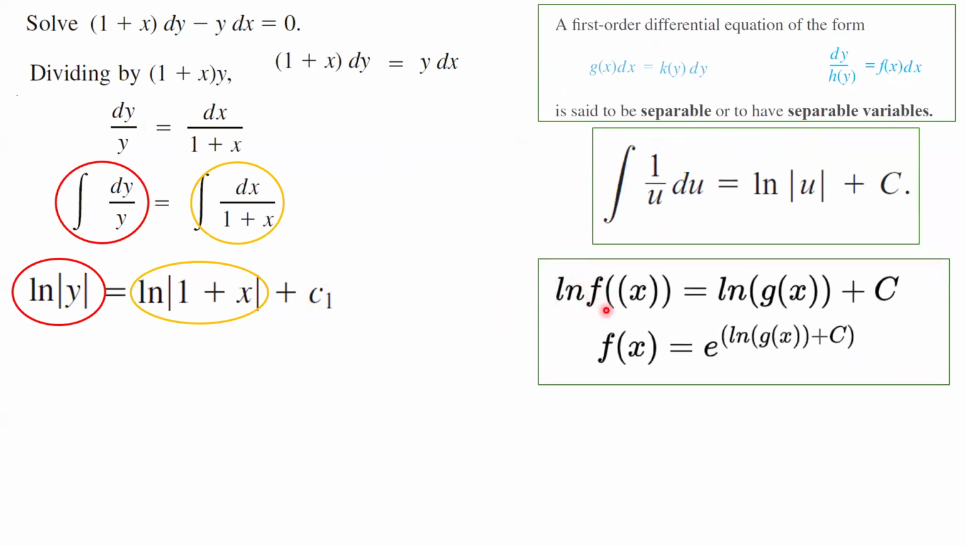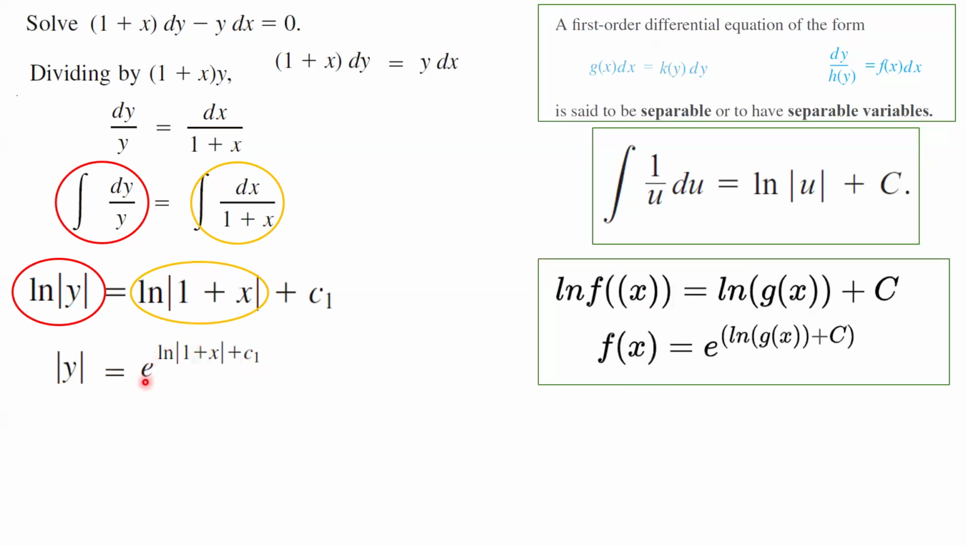Remember that if ln of f is equal to ln of g plus a numerical value, then by the properties of ln, f of x can be written as the exponential function e to the power ln of g(x) plus c. Everything goes in the exponent of the exponential function. So the absolute value of y on the left-hand side is equal to e raised to the power ln of absolute value of 1 + x plus c1. So you take the whole term and you leave it in the exponential form.